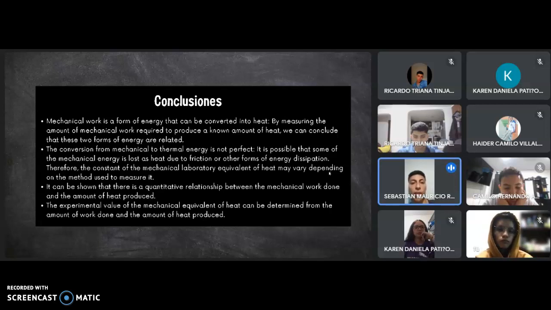Number 8, conservation of energy. The experiment follows the law of conservation of energy, which states that energy can neither be created nor destroyed, only transformed. The experiment to determine the mechanical equivalent of heat fully verifies this law in the conversions of mechanical and thermal energy. Thank you and bye.